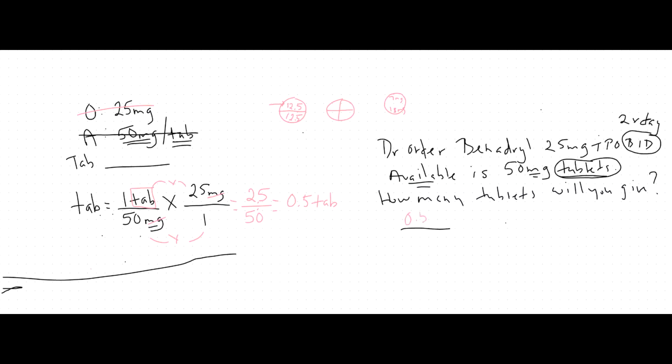Now, let's say there was one more question, and it also said, how many tabs will you give in 24 hours? If I'm looking for 24 hours and they're giving it BID, which we said is 2 times, to get this answer I'm going to multiply my 0.5 times 2, which is going to give me 1 tablet.